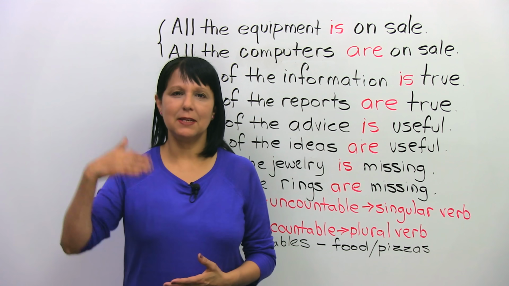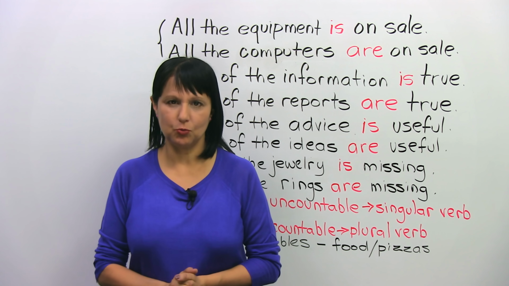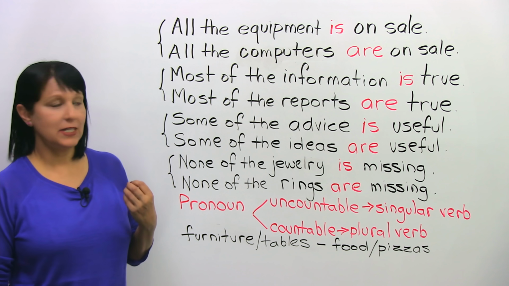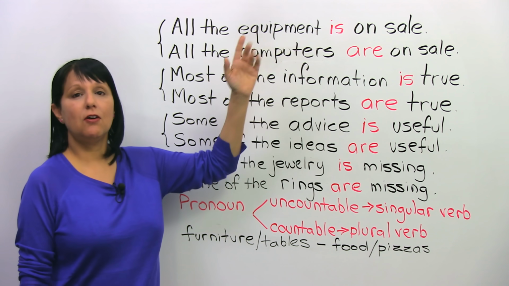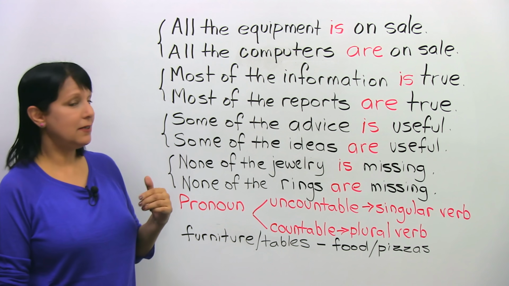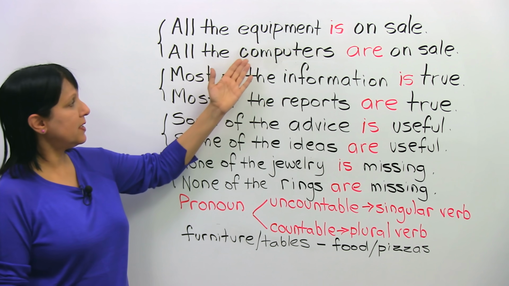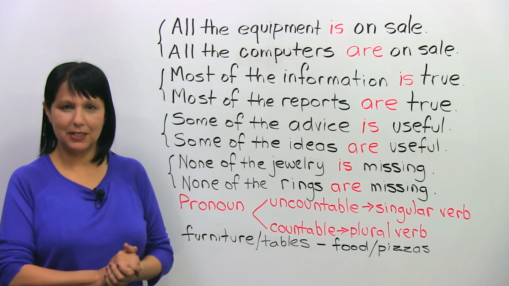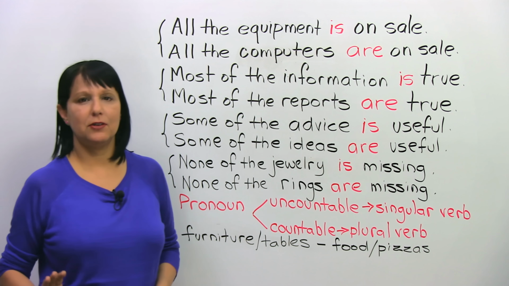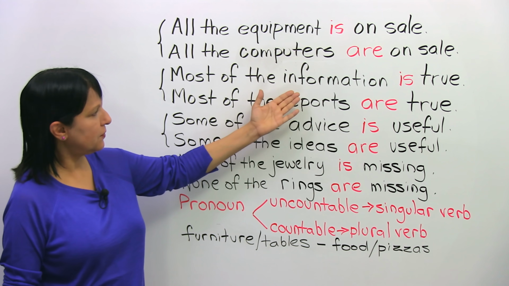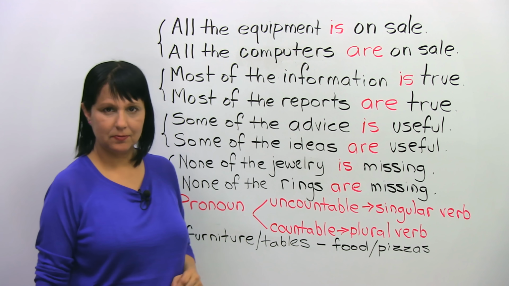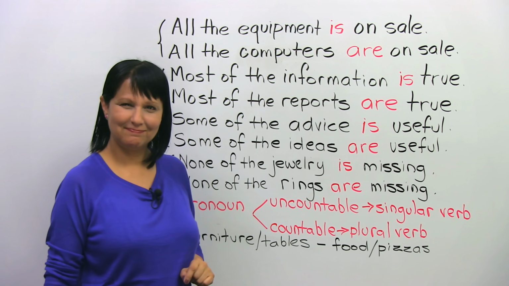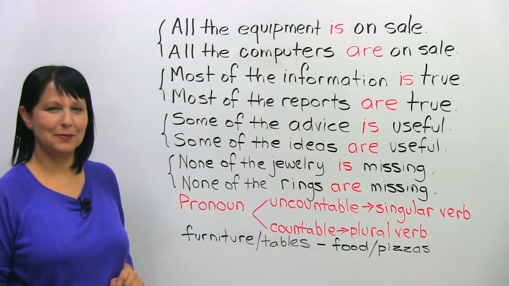Okay, so let's look at some pairs of sentences to see how this works. The first one is the one that I'd asked you to think about. So the correct answer is, all the equipment is on sale. Okay? Another way we could say this is, all the computers are on sale. Okay? I'm going to explain the principle to you in a minute. In the meantime, try to see if you see any patterns here. Most of the information is true, but most of the reports are true. Okay? Good. Think about that.